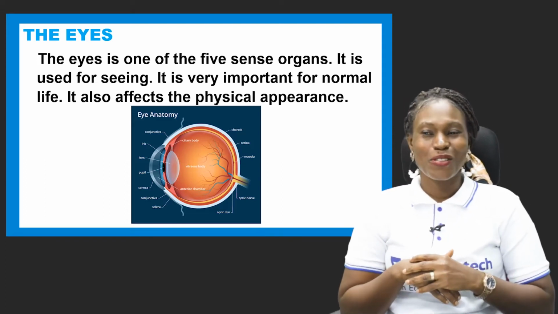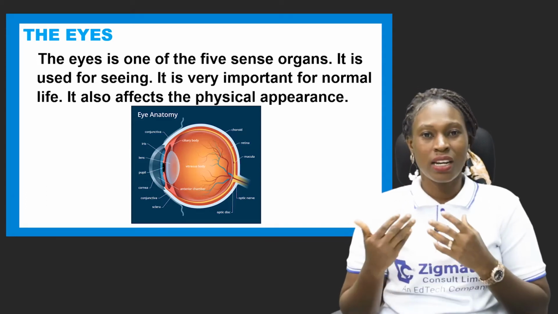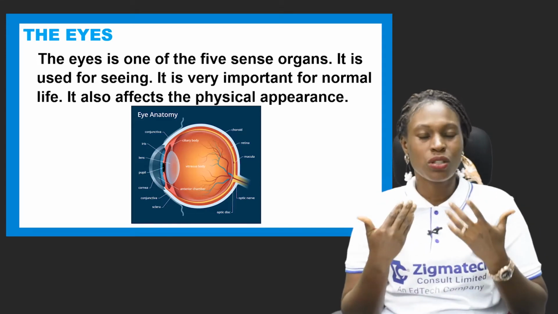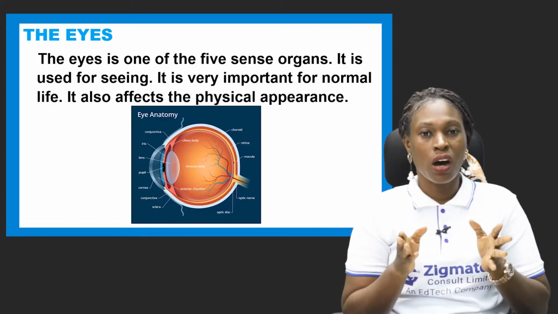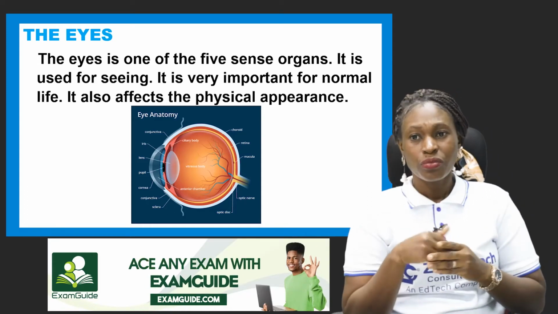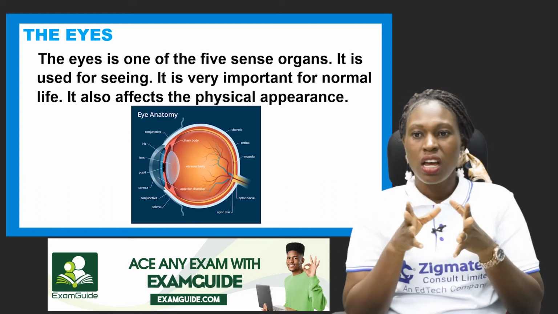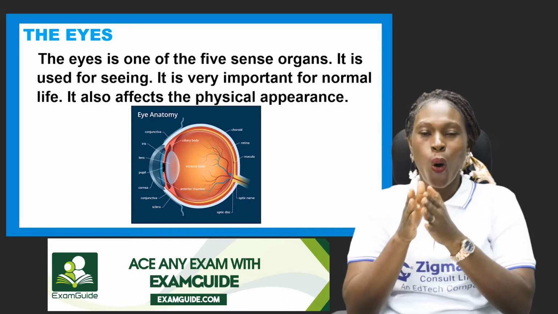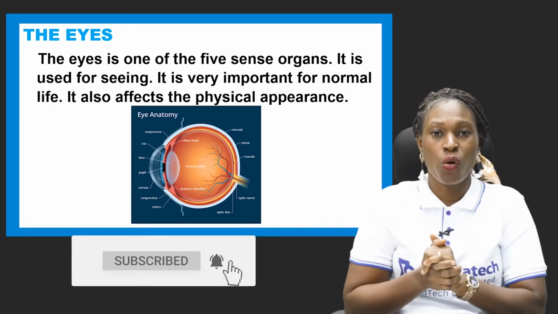Now, it also affects the physical appearance of people. Yes, it also adds to beauty. When the eye is deformed, you can tell when you look at the person, it doesn't look good on the person. So the eye also affects an individual's physical appearance. As we can see on the diagram there, the eye anatomy, what the eye really looks like. We see all, but we're going to be looking at some of them in the course of this class, the parts of the eyes.